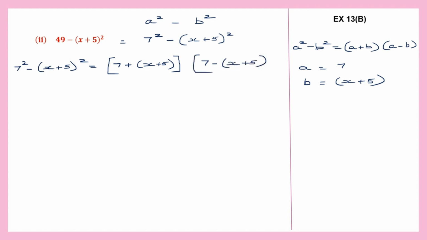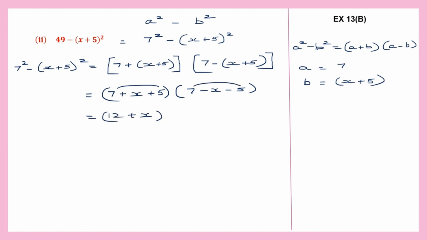So again, we have this here. So let's open the brackets now. So when we open it, it becomes 7 plus x plus 5 here. And this side it becomes 7 minus x minus 5. So this is, add up 7 plus 5, that's 12. So that is 12 plus x this side. And here what do we have? 7 minus 5, that is 2. 2 minus x. So this is our answer, 12 plus x into 2 minus x, and that is option B. So look out for option B in the options given to you, and the answer is option B.